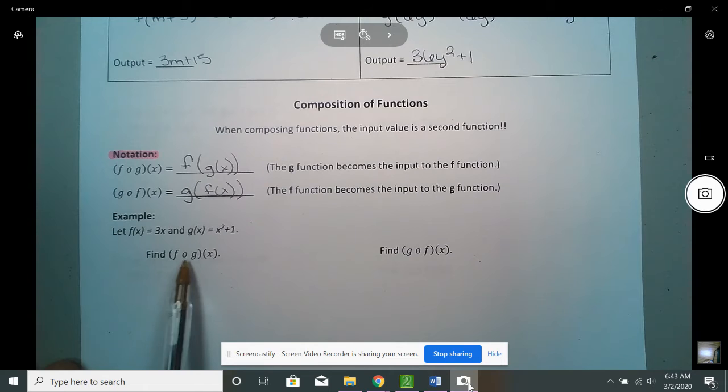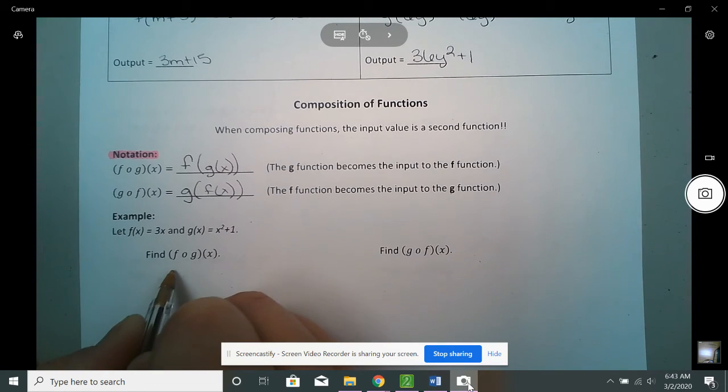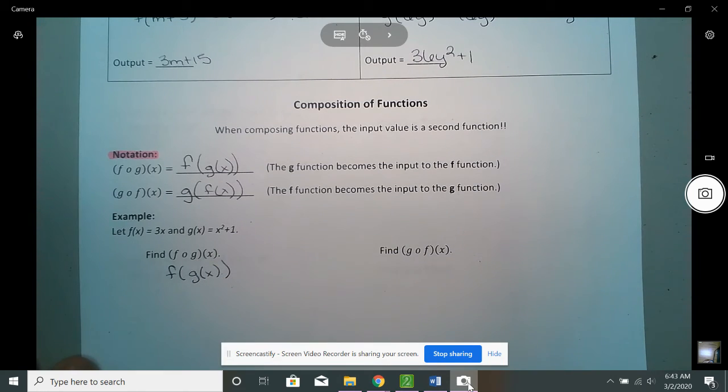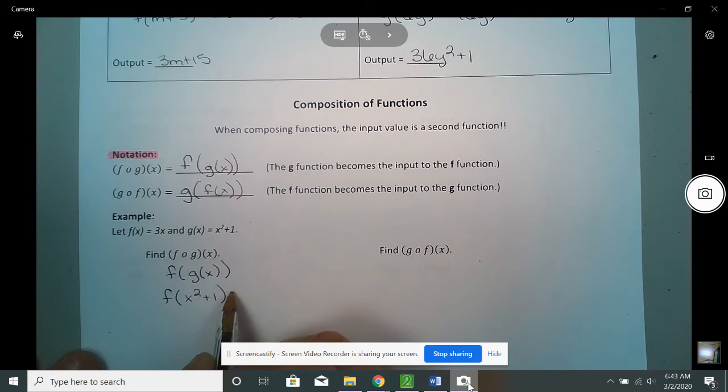Here we're to find f of g of x. First thing I'm going to do is rewrite that f function with g of x as the input. So the f function is 3x. I want to put the g function into the f function. So it would look like this. F of the g of x function is x squared plus 1. So now I can take the f function, which is 3 times the input, and my new input value is x squared plus 1.